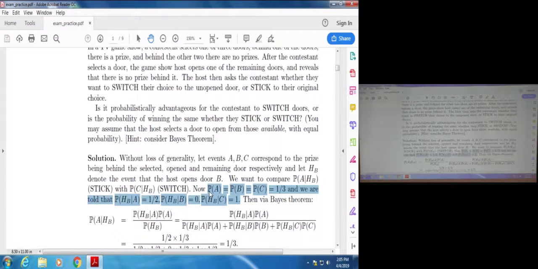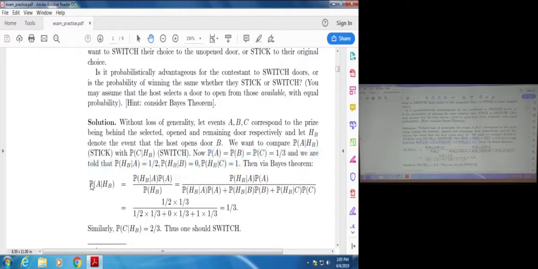Okay, now given all this information in these 2 highlighted slides, one can solve the problem. Because we know from Bayes' theorem that the probability of A given HB is the probability of HB given A, multiplied by the probability of A, over the probability of HB. Okay, so the numerator, we know what it is. This one is a half, this one is a third. And then the denominator, we will just use the law of total probability. That's what you do in the bottom. Okay, and then this one and this one, we know those numbers. This one is 0, so we don't care. And this one is 1 times a third.